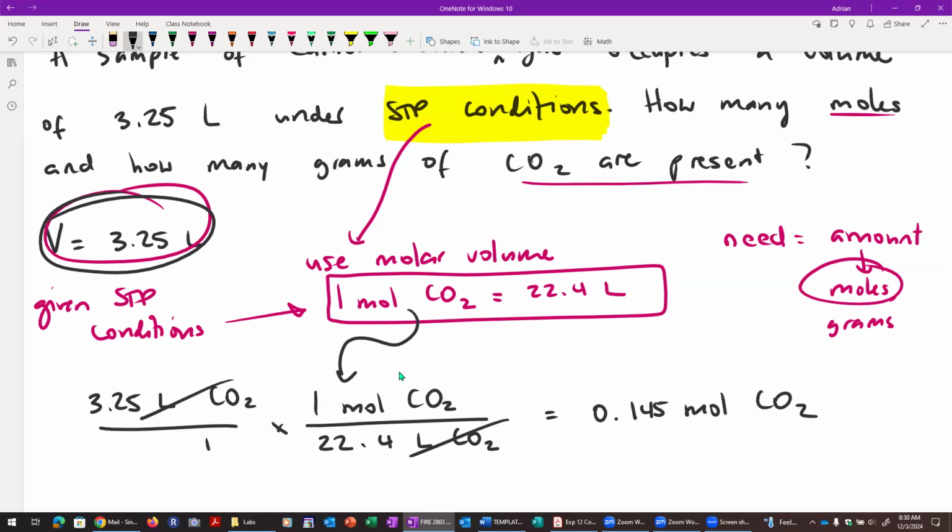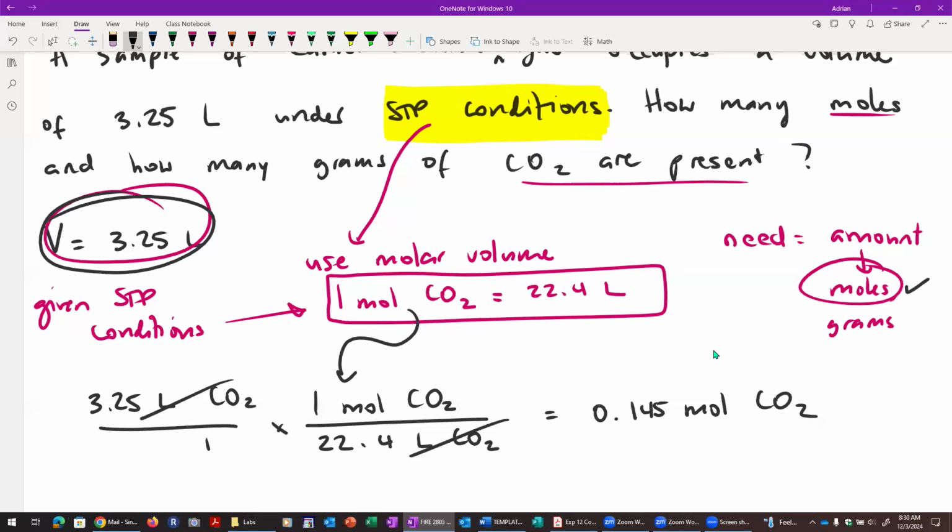All right, and that should make sense. Just intuitively, 1 mole will occupy 22.4 liters. Well, if the volume occupied is a lot less than 22.4, so 3.25 is less than 22.4, then the number of moles should be less than 1 as well, right? And the answer does make sense. It's in the right ballpark. So that's the first thing. We got the amount in moles.